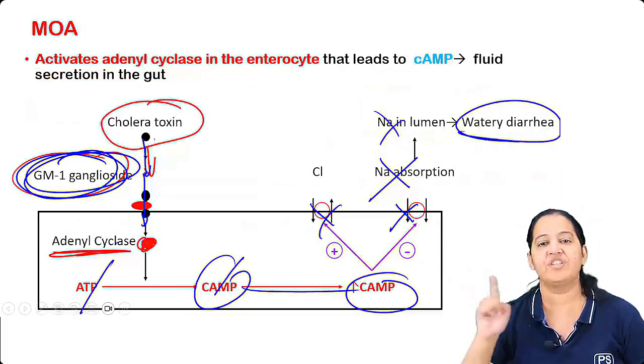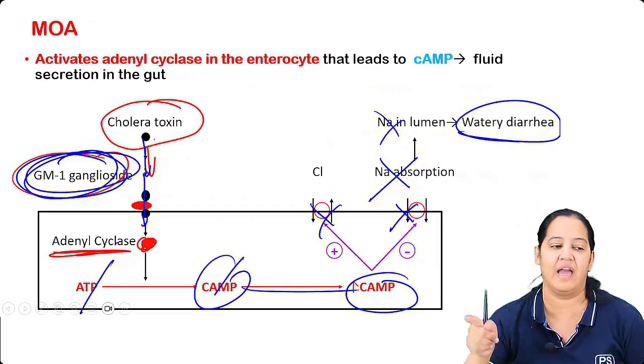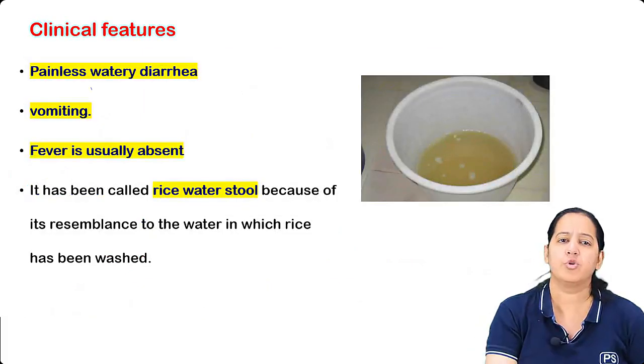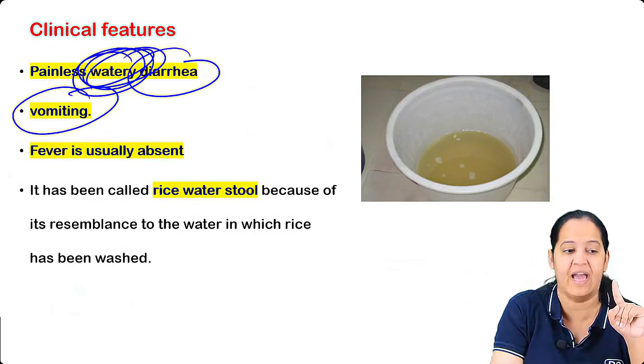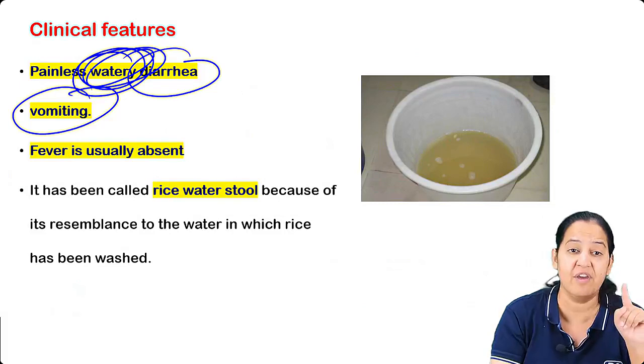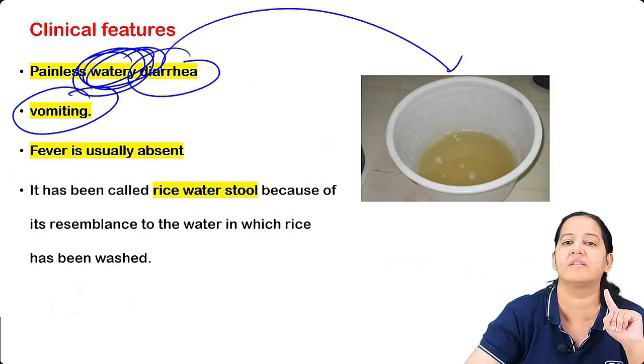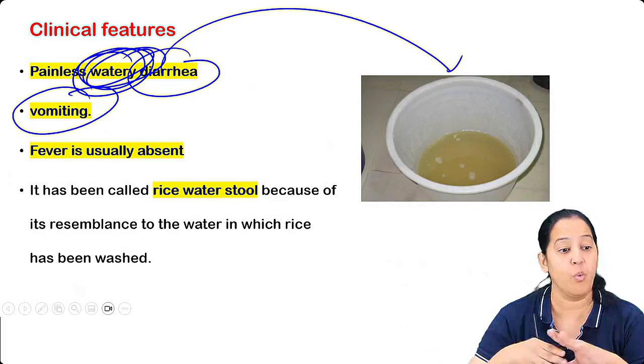So the patient has only one complaint: diarrhea, diarrhea, diarrhea. There may be a little vomiting too, but the main symptom is diarrhea. It is known as typical watery diarrhea. Highlight the word watery. The patient will say, doctor, I am having severe watery diarrhea. There is no solid content in the stool. It's only pure water.